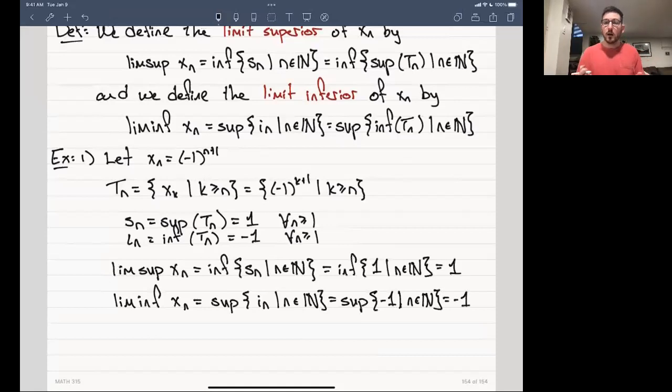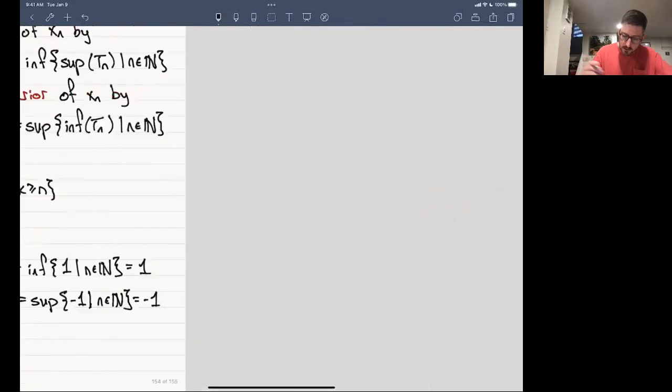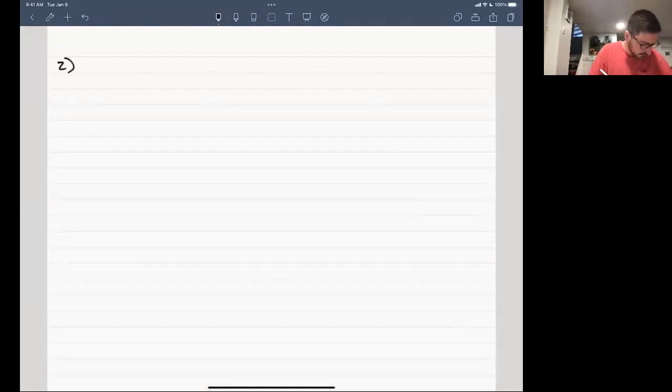So these things are different than regular limits. Remember, we showed in the second lecture that this sequence is not convergent because it's not Cauchy. But the lim sup and the lim inf, they very much exist, and therefore we can see that they are different, right? The lim sup is 1, whereas the lim inf is -1. Okay, let's do another example to keep getting our head around this.